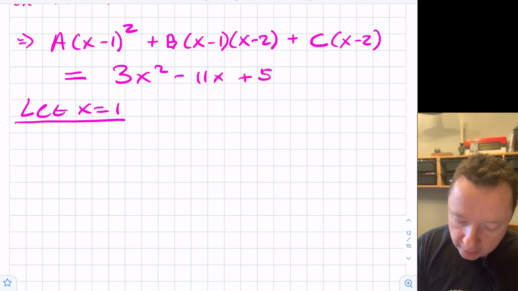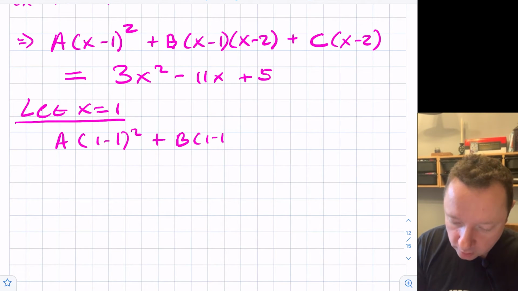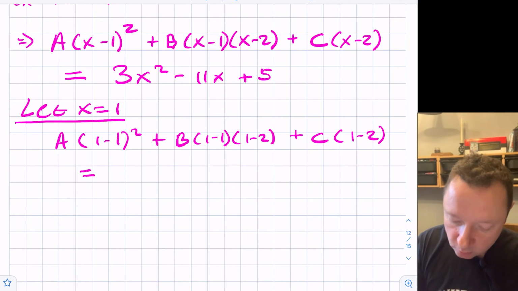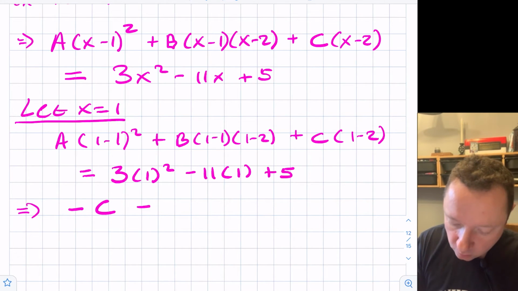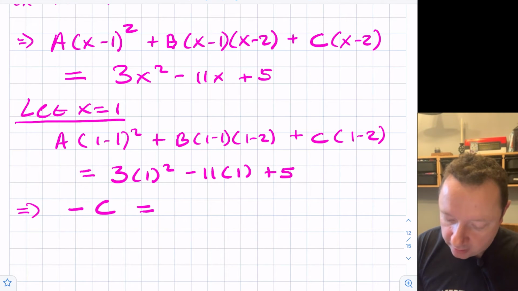Then we get a times, I'll just write this out longhand so you can see it, (1 minus 1) squared plus b times (1 minus 1)(1 minus 2) plus c times (1 minus 2) equals, x is 1, remember, so 3 times 1 squared minus 11 times 1 plus 5. But we can see clearly 1 minus 1 is 0, so that is 0, that's gone. And 1 minus 1 is 0, so that's gone, leaving just c times (1 minus 2), which is minus c, equals 3 times 1 is 3.